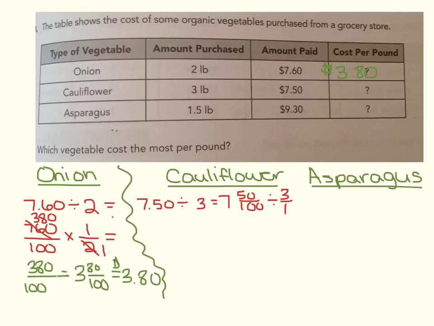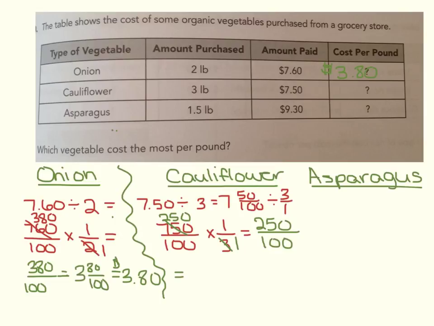Turn it into an improper fraction, so you would get 750 over 100 times 1 over 3, because we kept, we flipped, and we changed. See if you can cross simplify. 3 divided by 3 is 1. 750 divided by 3 is 250. Multiply across, you have 250 over 100, which equals 100 goes into 250 2 times, with 50 out of 100 left over. Turn that into a decimal, that is 2 and 50 hundredths. So the cost per pound for cauliflower is $2.50.